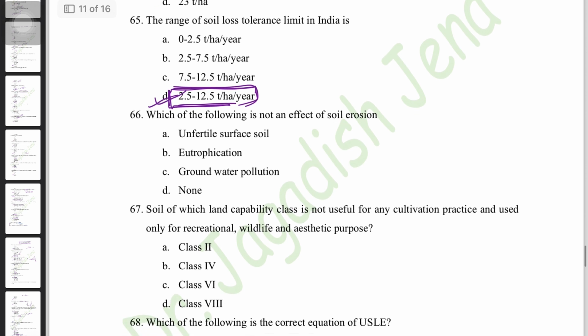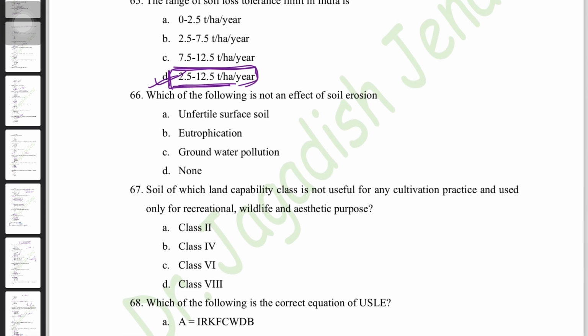Next question, which of the following is not an effect of soil erosion? Unfertile surface soil, eutrophication, groundwater pollution. So groundwater pollution, you cannot say it will happen due to soil erosion. But unfertile soil surface, if the surface soil is moving out with erosion, then it will become unfertile. Then eutrophication, after the fertile soil moves out, it will deposit in a water body, and there nutrient enrichment will happen and BOD will be less. So that might happen due to soil erosion.